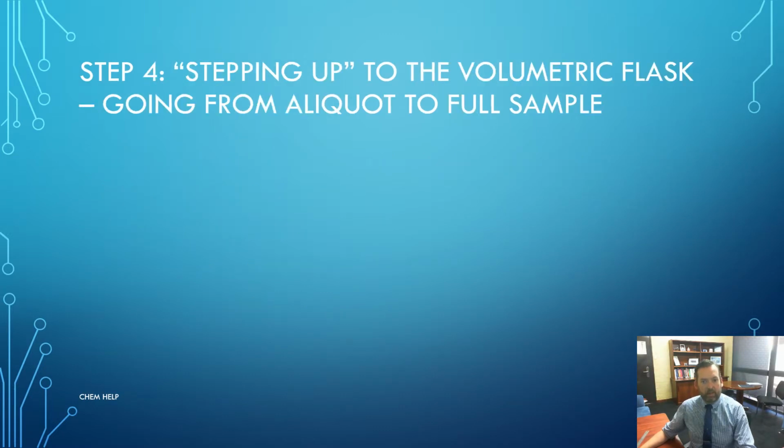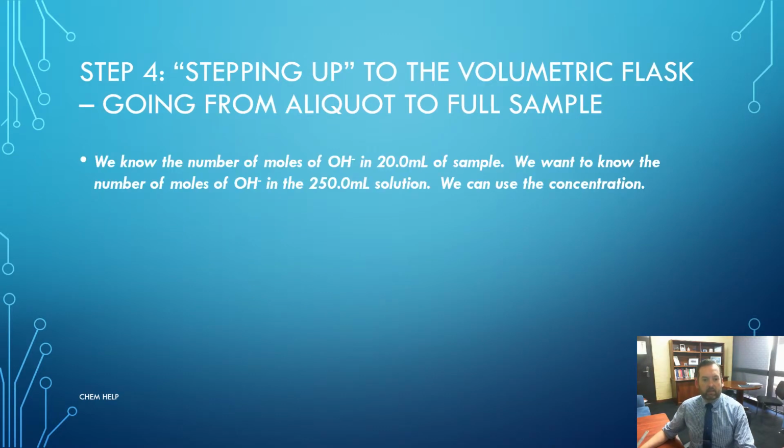So this is the stepping up step. We know the number of moles of hydroxide in the 20 ml sample, and we want to know the number of moles in the 250 ml sample. We can use the concentration for this. Concentration is number of moles on volume. So you've got the number of moles from the previous question, you divide by the volume, and that gives you the concentration.